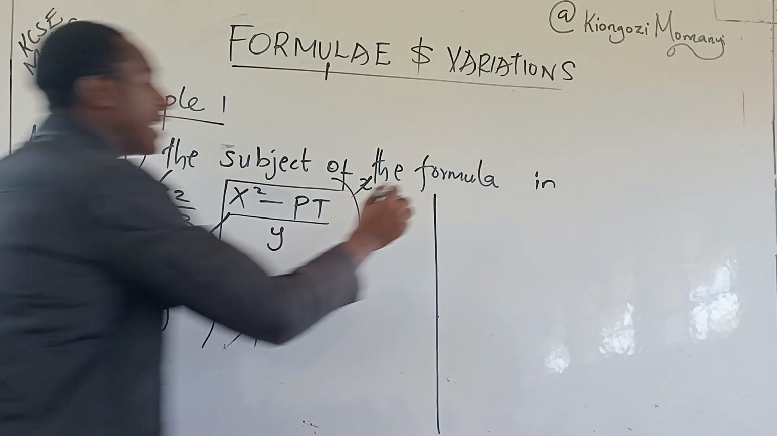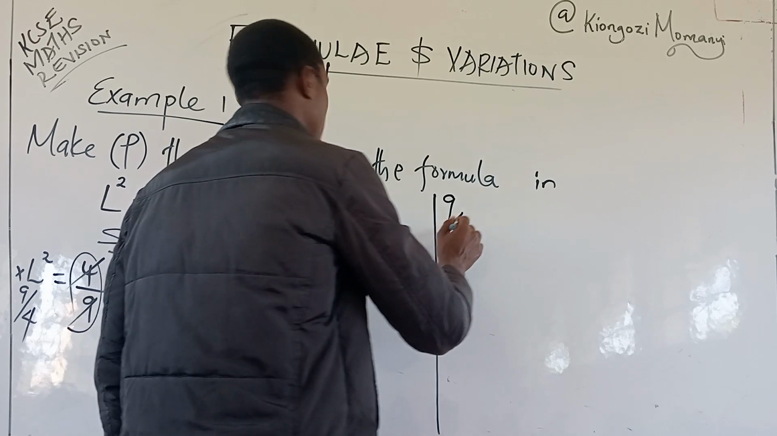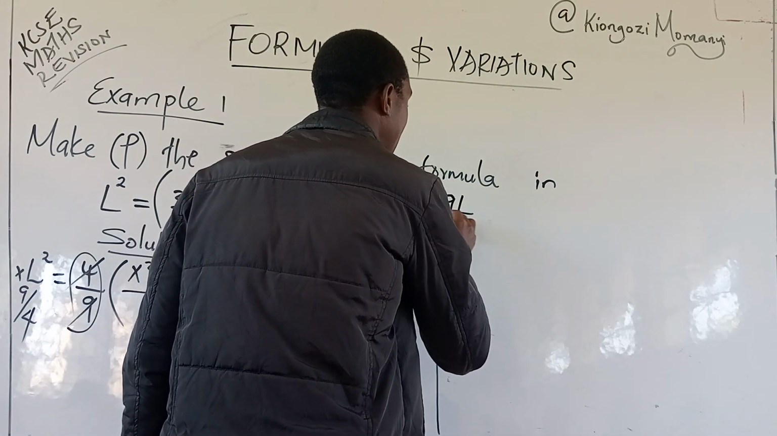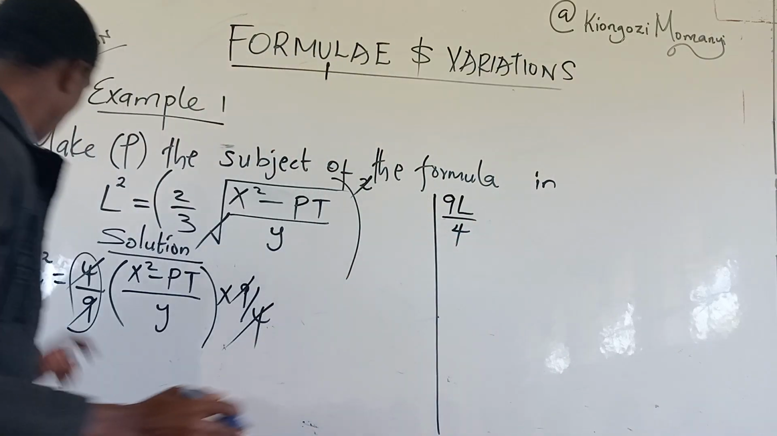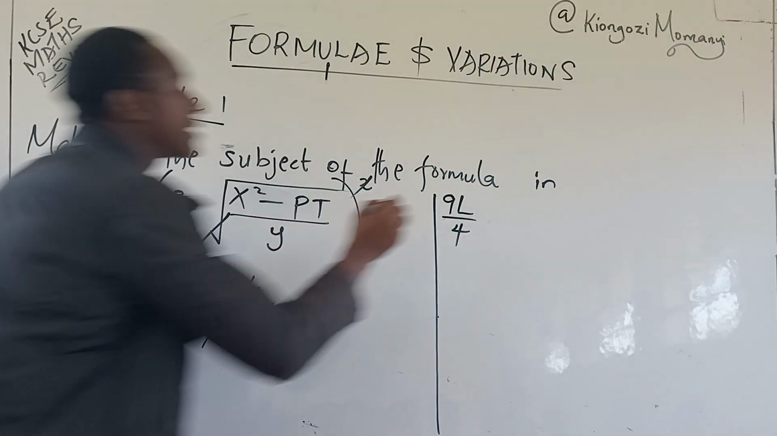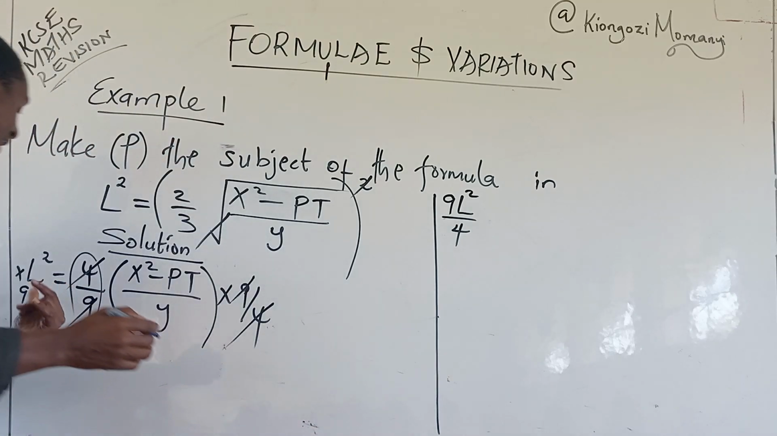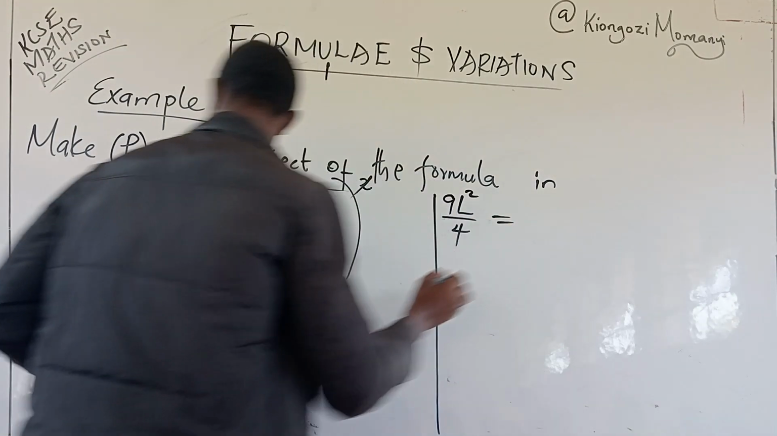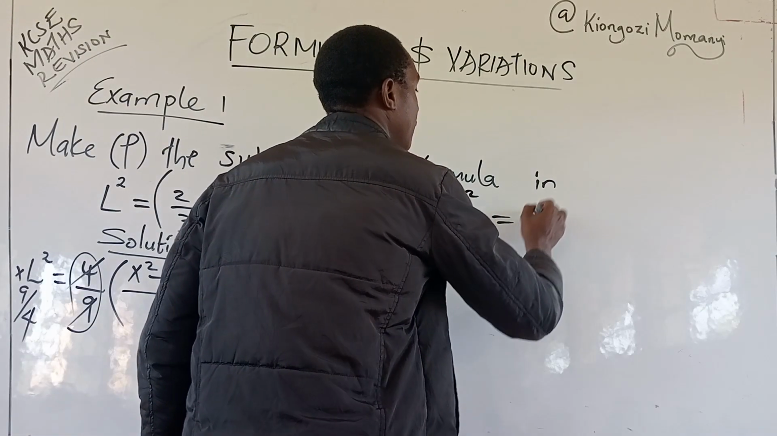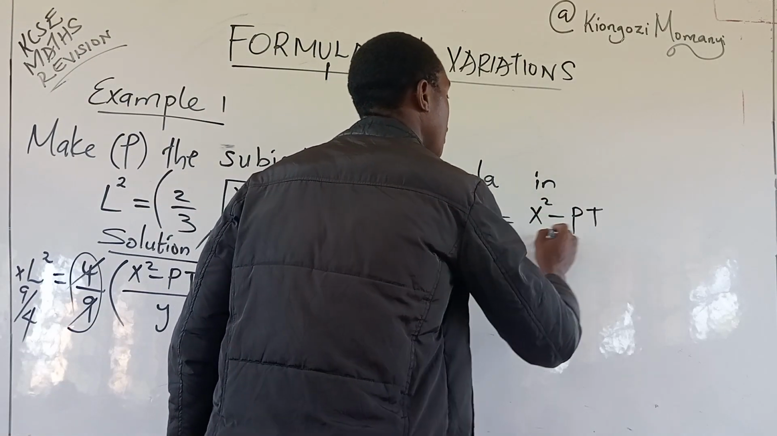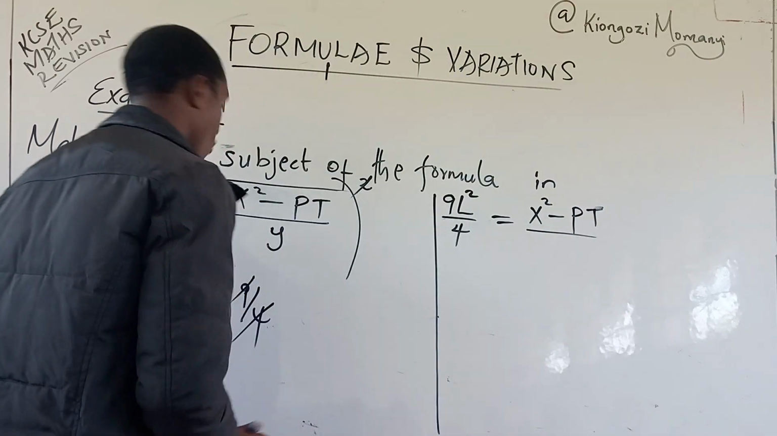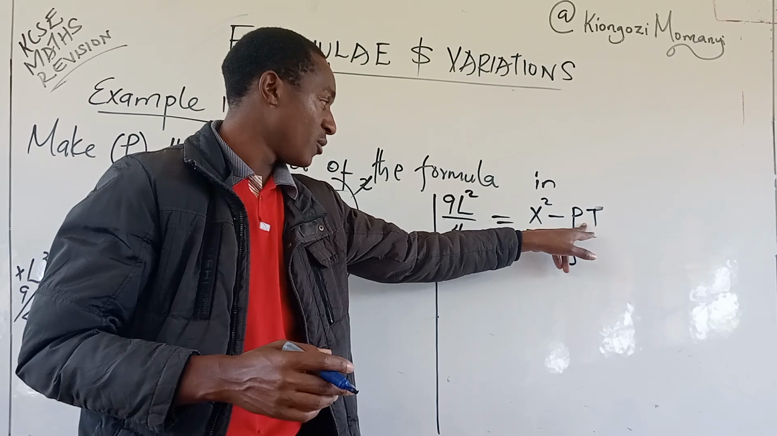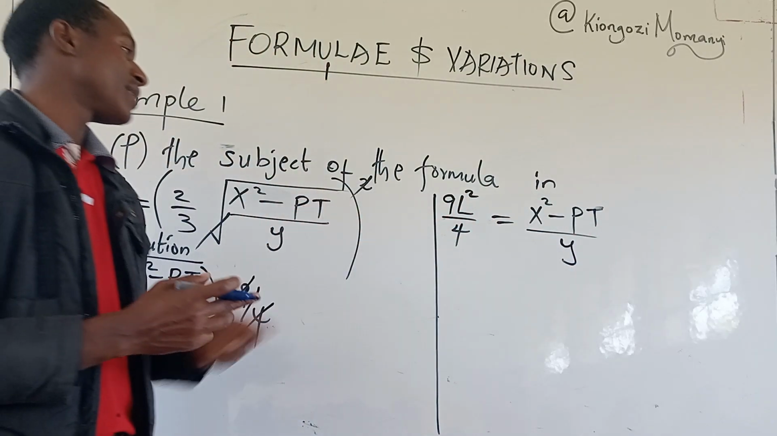So we have 9/4 L, we can write it this way: 9L/4. You know, 9/4 times L squared. It is L squared, sorry. 9L squared over 4 is equal to x squared minus pt over y. We are looking for the independency of p. We want it to be free so that we can make it the subject of the formula.